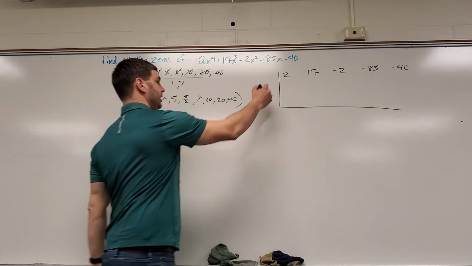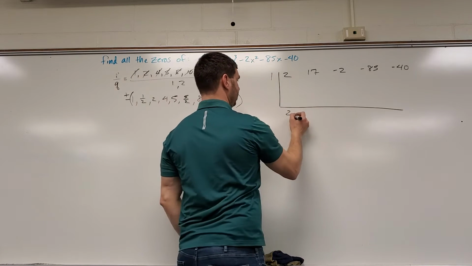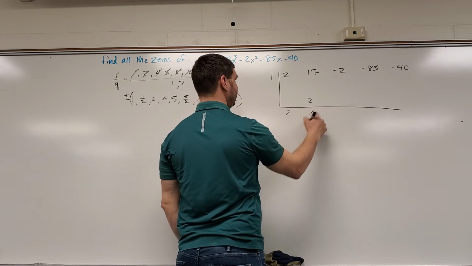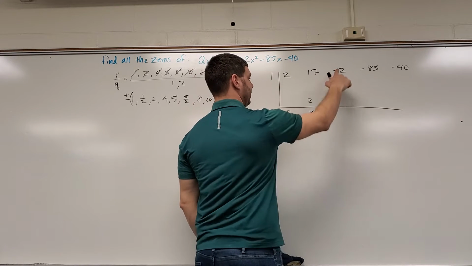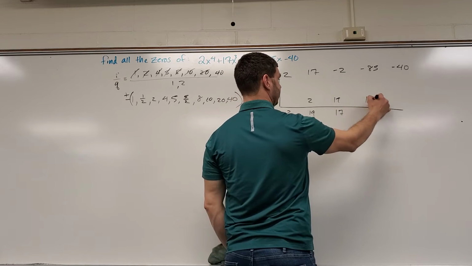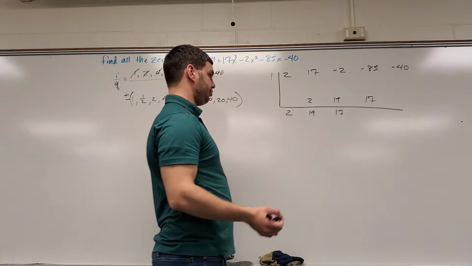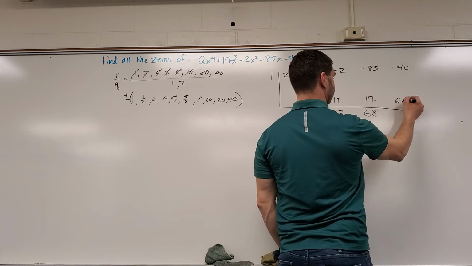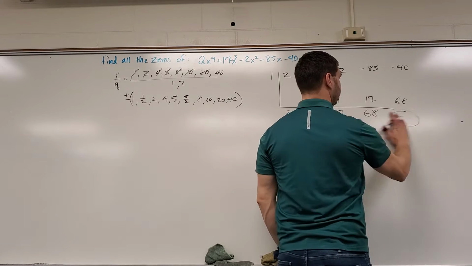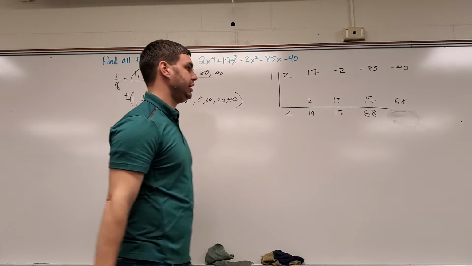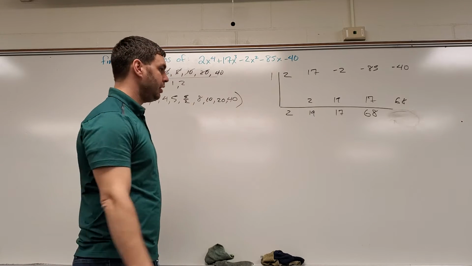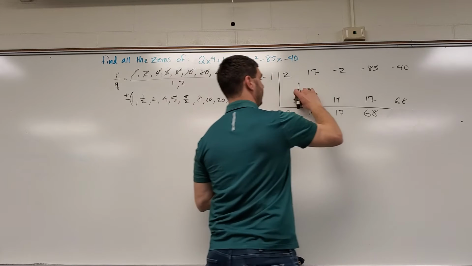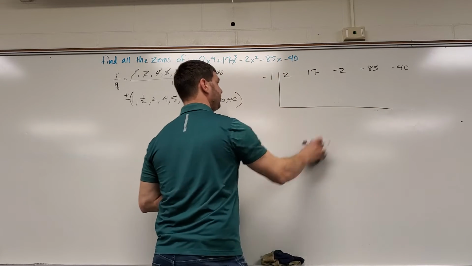All right, so if I try 1, that would be what? 2 times 1 is 2, 17 plus 2 is 19, 19 times 1 is 19, it's back to 17, 17, 68, and that does not work, right? We need this to be a 0, and that would be 28. Okay, so that does not work. All right, let's try it again. This time we'll try negative 1. See if negative 1 gives us any better results.